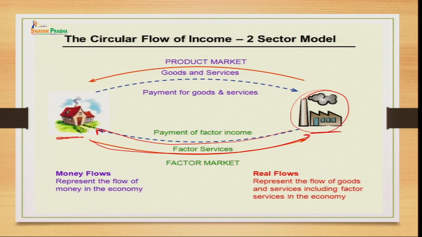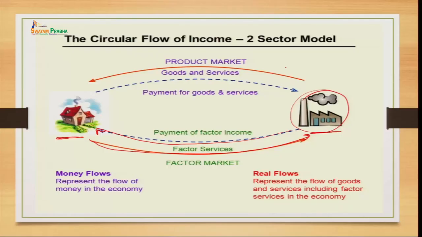So this is how things are moving from one sector to another. Only the form has been changed, and this makes the circular flow, right? In one way you are giving to them, and then they are returning back to you in another form, and then you are buying goods and services from them by making payments, which is called consumption expenditure.